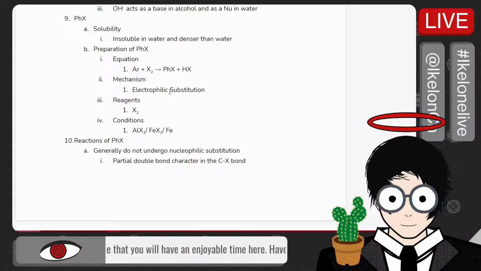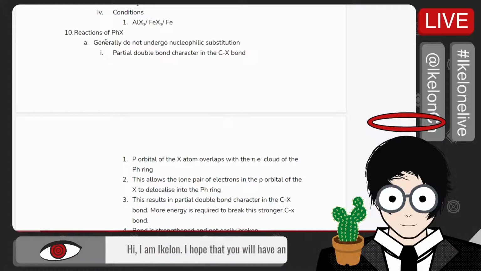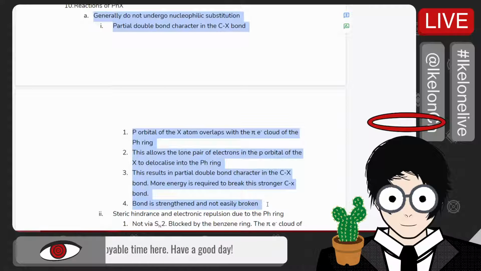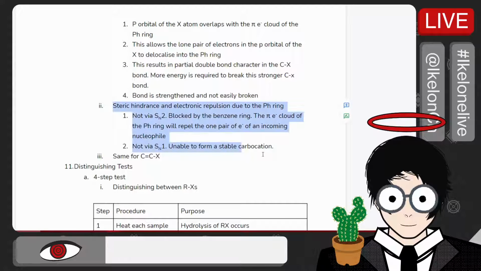Oh yeah, preparation of halogenobenzene is this. I'll not go into it too much. And these are basically what I've explained just now, the case where there is no reaction.